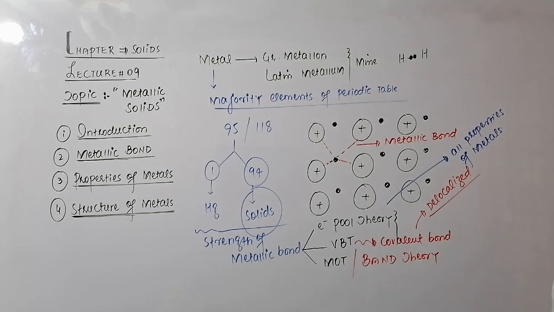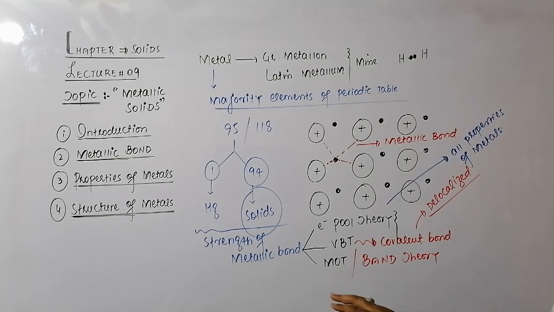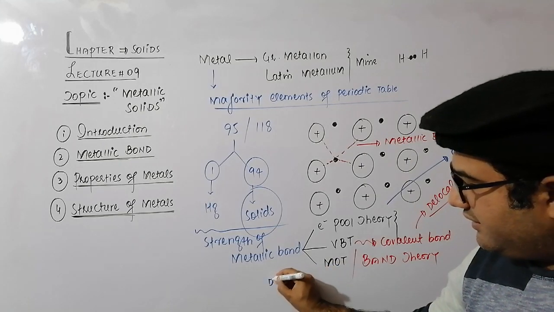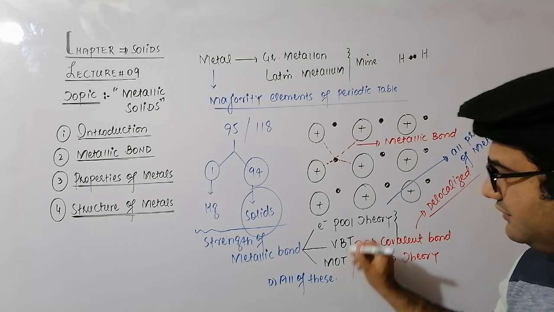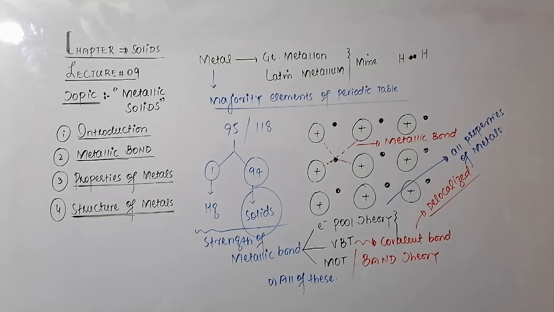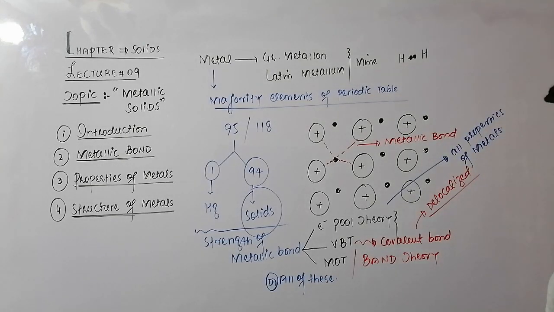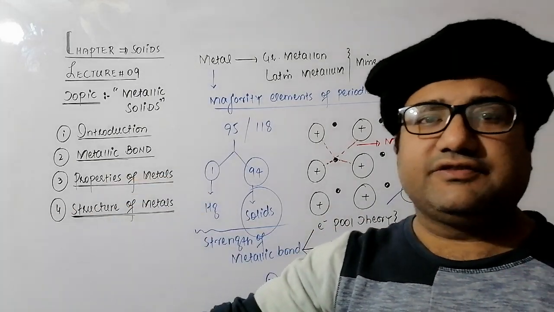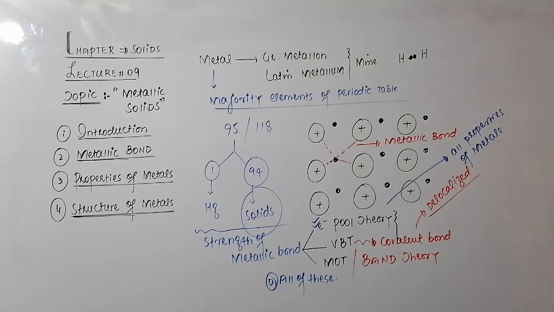So if an MCQ is asked in which there is alpha option electron pool theory, beta VBT, gamma MOT, and delta all of these, and the question is asked which of the following theories explains the metallic bond, the correct answer will be all of these. But if the question is raised which of the following theories explain all the properties of the metal, then the correct answer will be alpha, the electron pool theory.